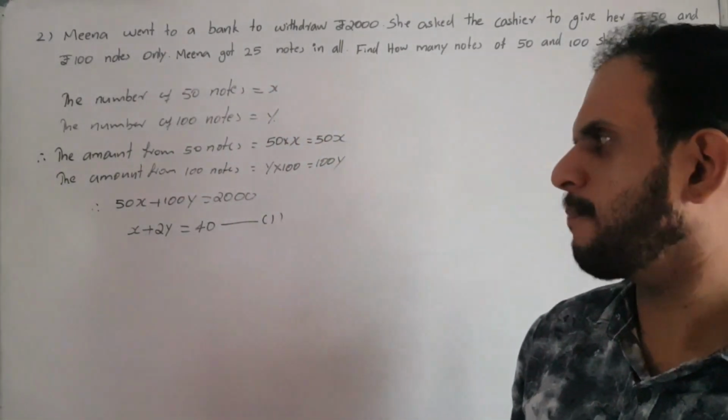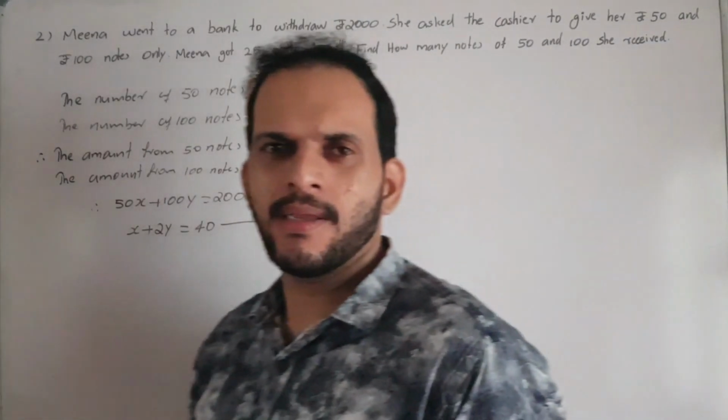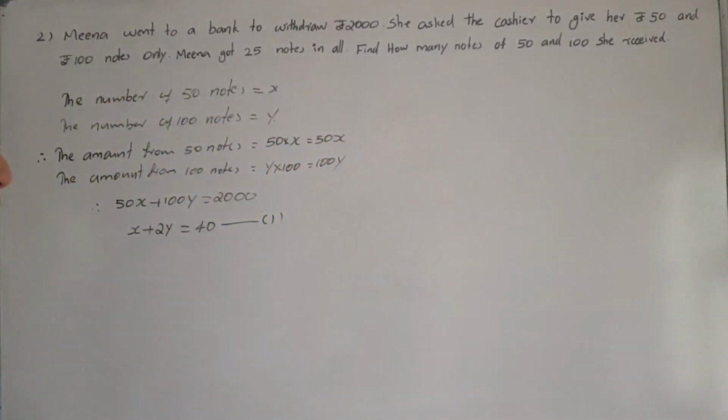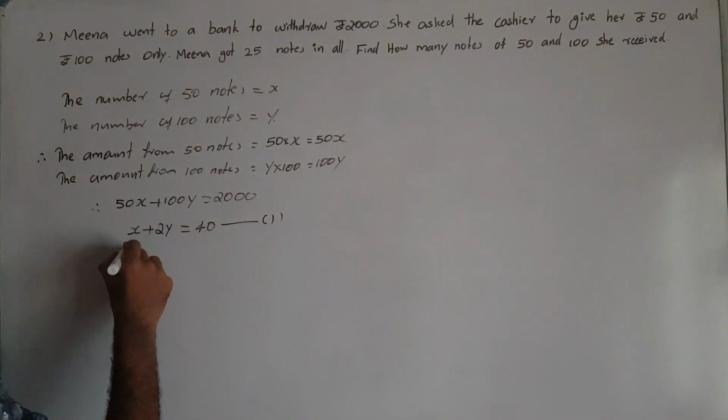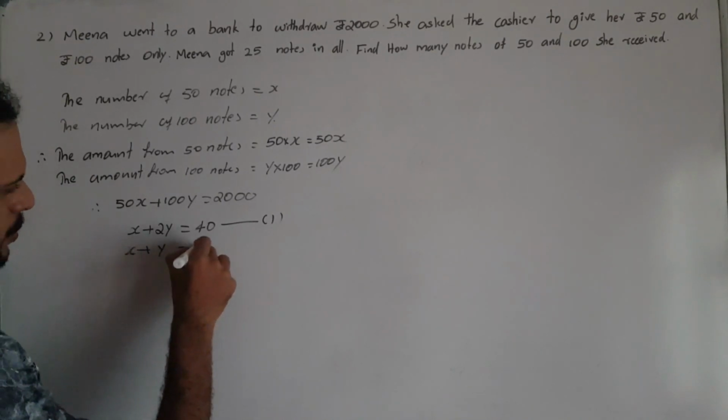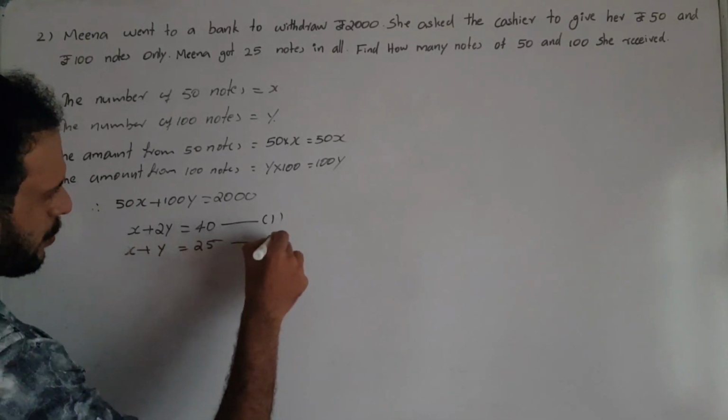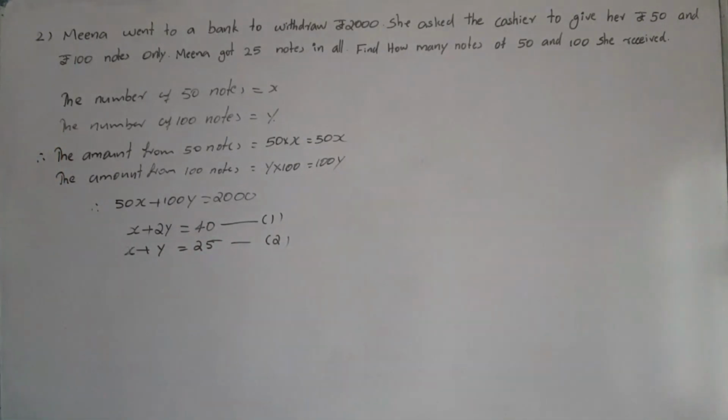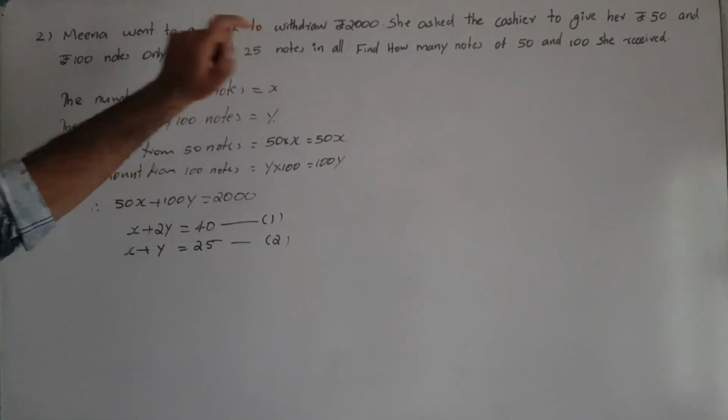25. Then how to write? x plus, that is the number of 50 notes. x plus y, where y is the number of 100 notes. Correct? Then x plus y is equal to 25. Equation 2. Because the total number of notes is equal to 25.